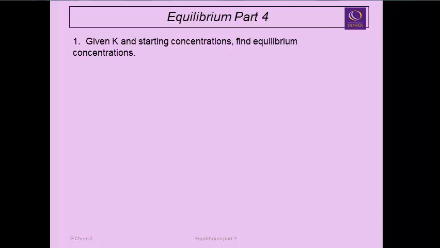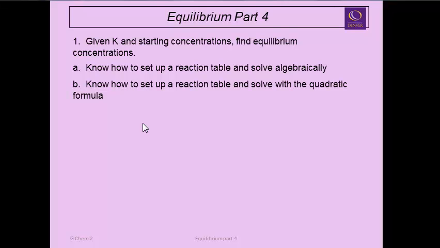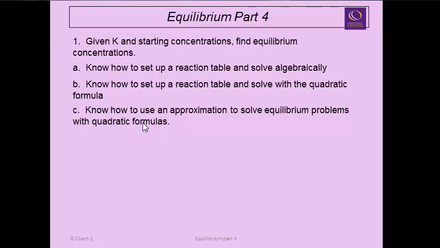But what we're going to focus on today is really, as it states up here, that given a K and starting concentrations, can you find the equilibrium concentrations? And within those subcategories, hopefully we're going to learn a few skills, such as know how to set up a reaction table and solve algebraically, know how to set up a reaction table and solve when there's a quadratic formula involved, and also know how to set up an approximation when you're solving an equilibrium problem so that you're not having to use the quadratic formula.